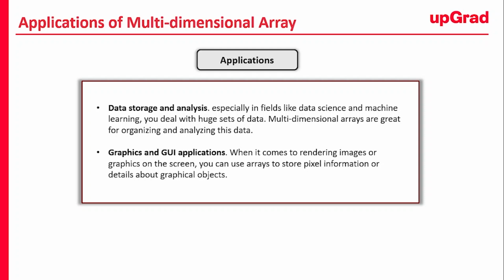Alright, and lastly is graphics and GUI applications. When it comes to rendering images for graphics on the screen, you can use arrays to store pixel information or details about graphical objects. For example, each pixel's color in an image can be stored in an array, and then Java uses that to draw the image on the screen. You can also track user interaction in graphical interfaces, like where a button is located or what its current state is, using multi-dimensional arrays. So these were some of the applications of multi-dimensional arrays.